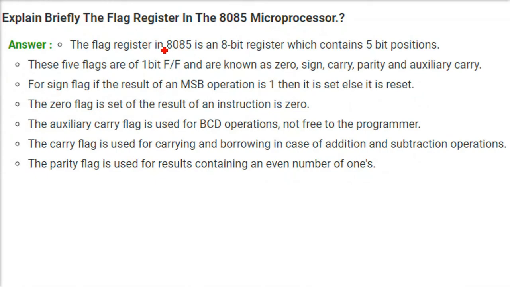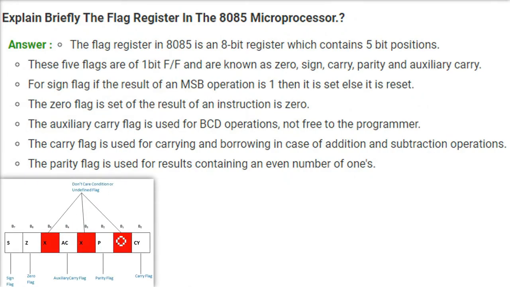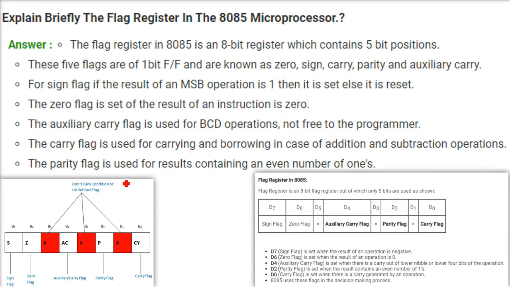So the flag register, these are basically flags. These flags represent what has happened after certain operations, what the state is, what the changes are. So this flag register tells you about the status or situation. Let us take the flags one by one.